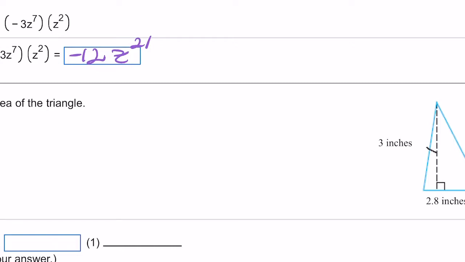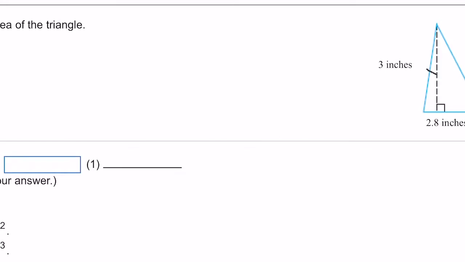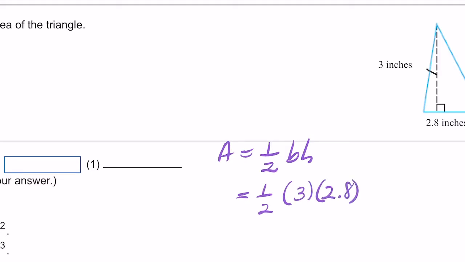For number 53, we're finding the area of the triangle. So the area of the triangle is 1/2 the base times the height. So your base and height will always make a 90-degree angle with each other. So here's your height, here's your base, and you just multiply through.